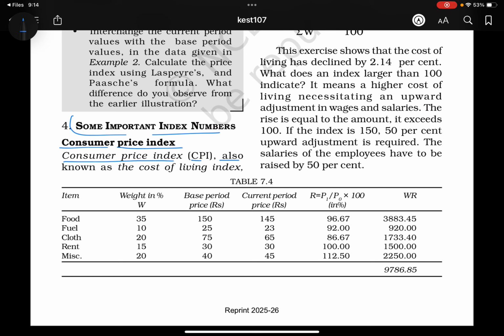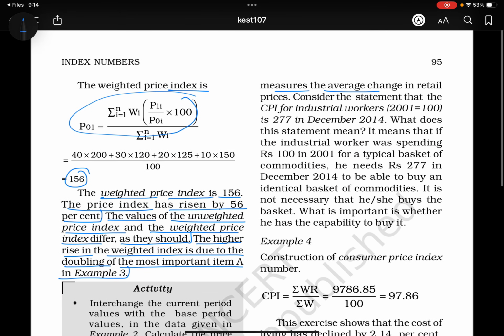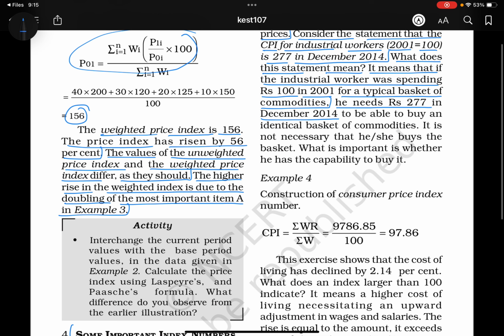Consumer price index CPI, also known as the cost of living index, measures the average change in retail prices. Consider the statement that the CPI for industrial workers 2001 is equal to 100 is 277 in December 2014. What does this statement mean? It means that if the industrial worker was spending rupees 100 in 2001 for a typical basket of commodities, he needs 277 in December 2014 to be able to buy an identical basket of commodities. It is not necessary that he or she buys the basket. What is important is whether he has the capability to buy it.